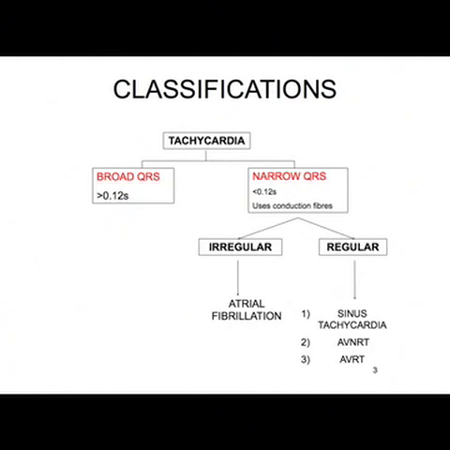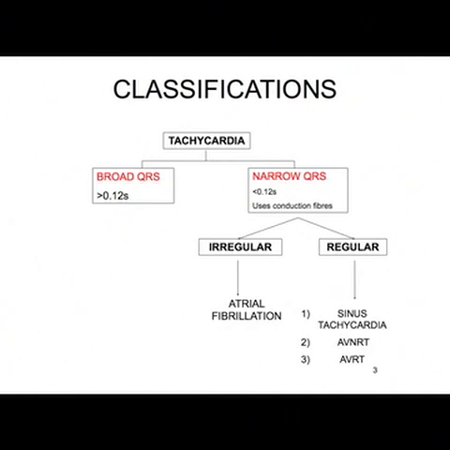Let's start by considering what possible arrhythmias fit into the narrow complex category. If the QRS complex is narrow, this implies that the cardiac depolarization has effectively used the His and Purkinje conduction systems. The problem therefore lies above this point, i.e., it is supraventricular. If the tachycardia is irregular, then this is atrial fibrillation. In this condition, there is chaotic electrical activity in the atria that occasionally and irregularly is successfully conducted through the atria and into the ventricles.